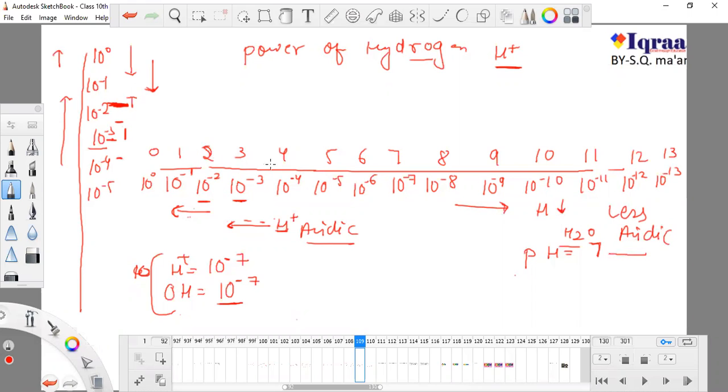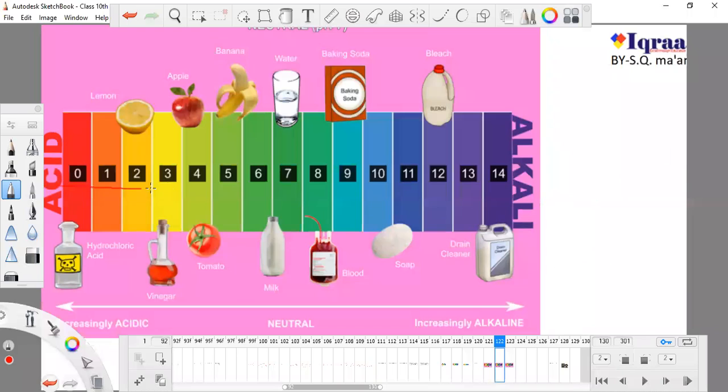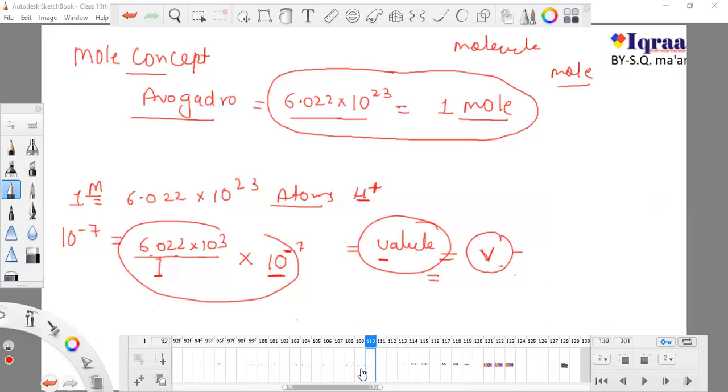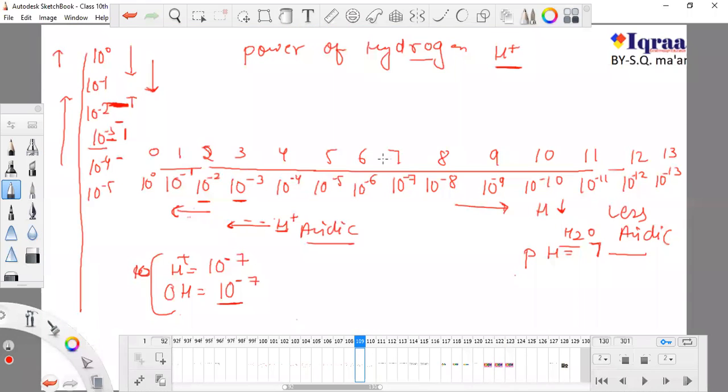Generally we use these upper numbers in terms of pH. The exact value of 7 is 10 to the power minus 7. The exact value of 8 is 10 to the power minus 8. But here we are indicating this as 1, 2, 3, 4, 5, 6.